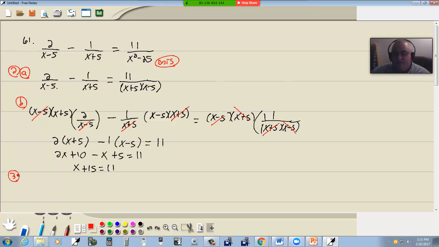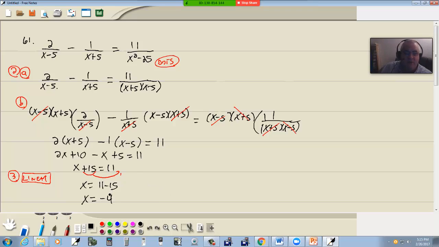Now step 3. Solve for x. This is linear. The reason why I know it's linear is because it's x to the first power. We don't have an x squared. If we go through our 4-step method for solving a linear equation, get rid of parentheses, don't have any. Get rid of fractions, don't have any. Get everything with x on one side, numbers on the other side. So take that 15 over. Then it becomes a negative 15. Now we get 11 minus 15, maybe.